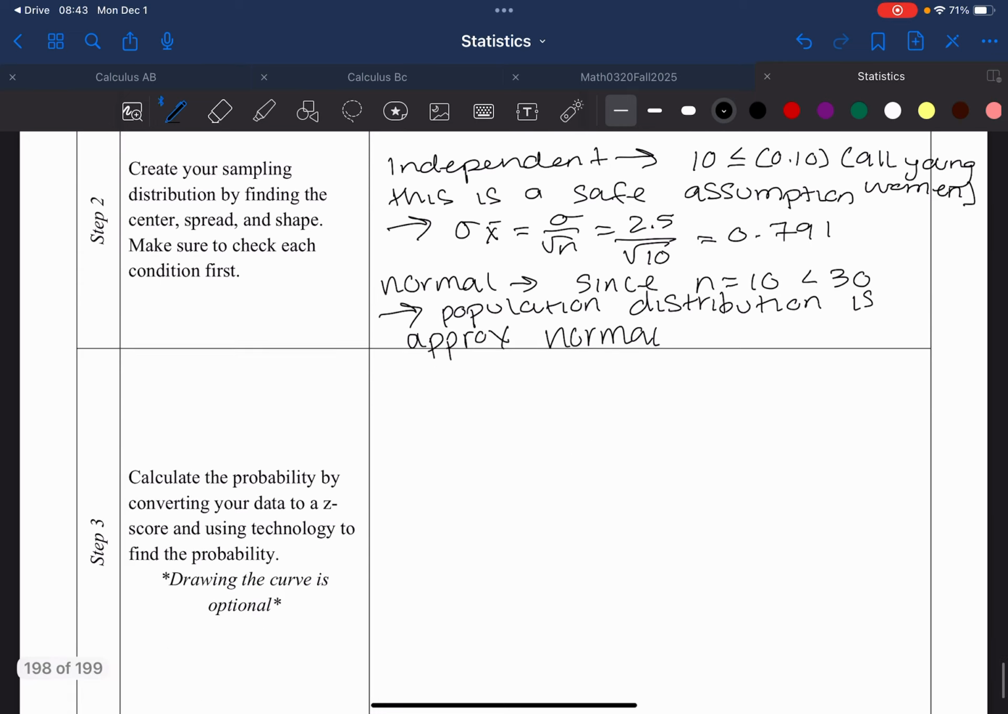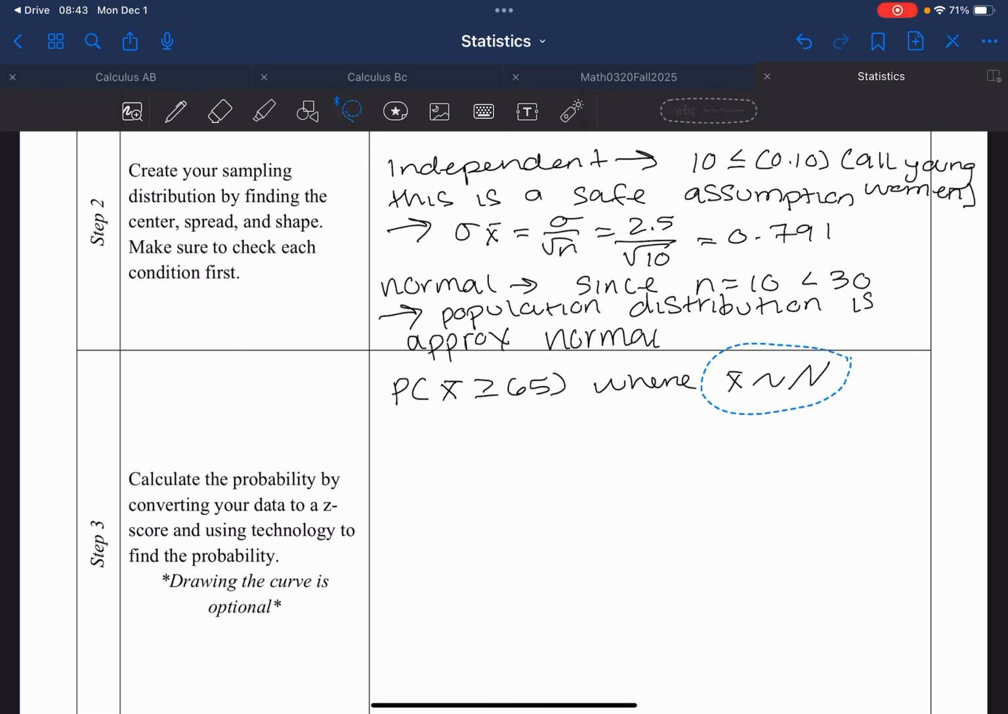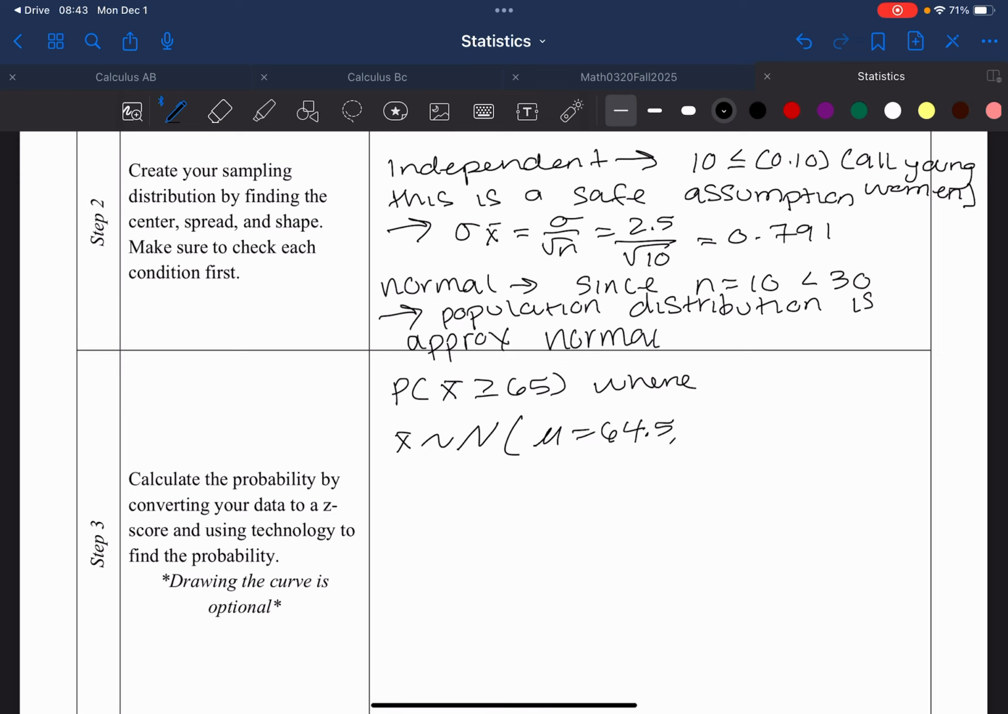Okay, then we calculate. So we're trying to find the probability that x bar is greater than or equal to 65, where x bar follows a normal distribution, and I'm just going to move this so I can fit everything on one line, where mu is equal to 64.5 and sigma is equal to 0.791.